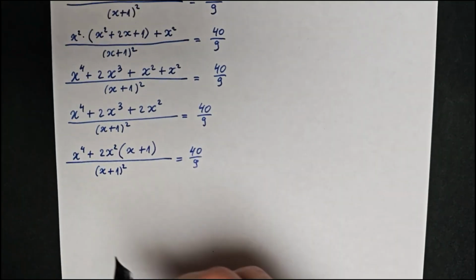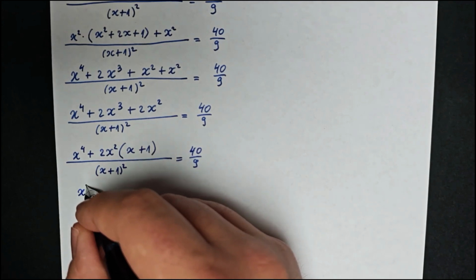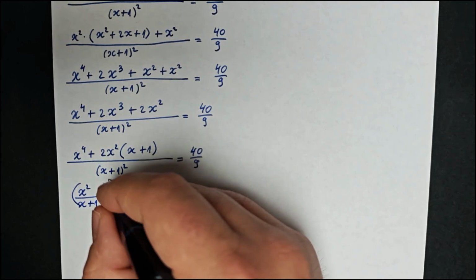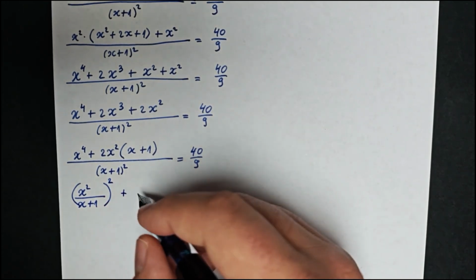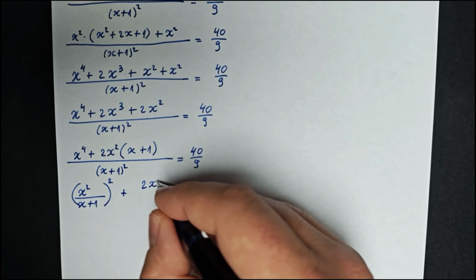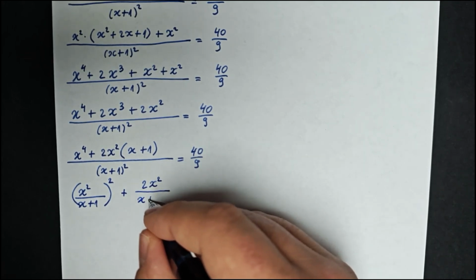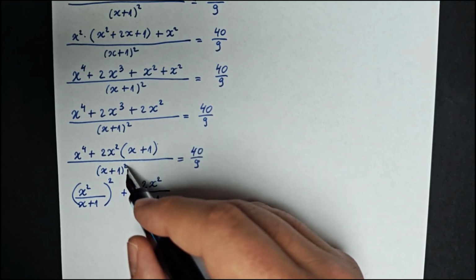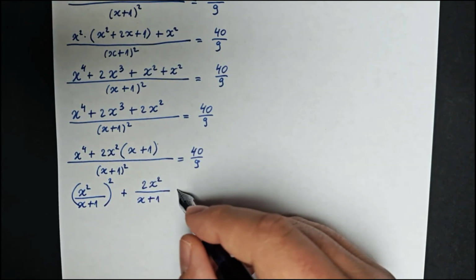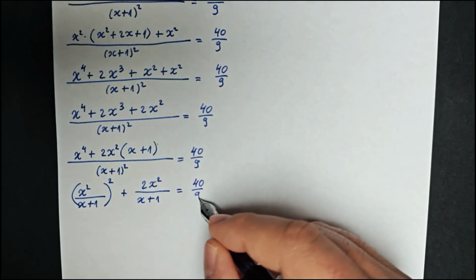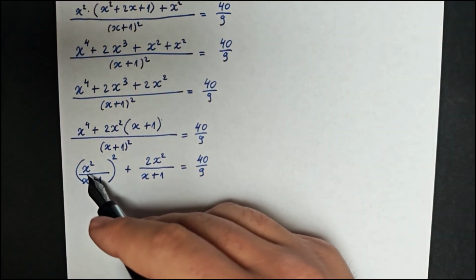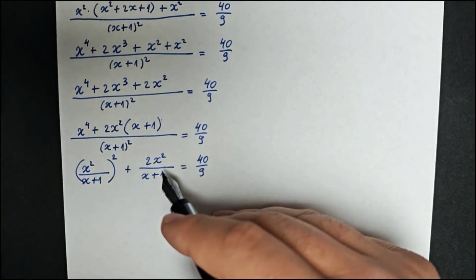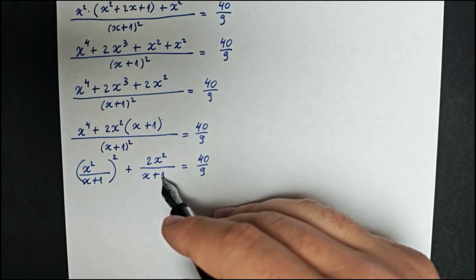This is going to be then written as x² divided by (x+1), and that entire part is going to be squared, and we have plus 2x² divided by (x+1), as this x+1 is going to cancel out with the square here. So this is equal to 40/9. As you can see here, we have x² divided by (x+1), and that is also going to appear here in this second term.